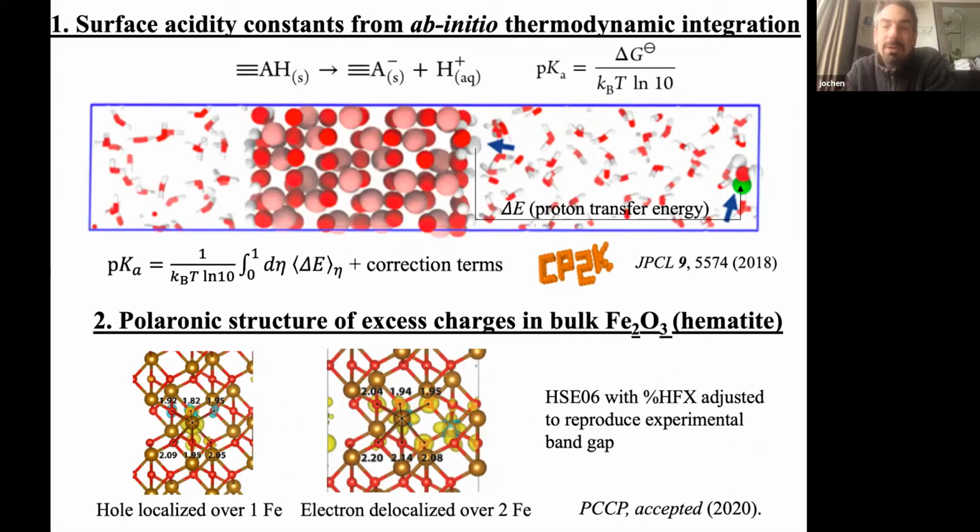Here we use ab initio molecular dynamics simulations to calculate lots of things that are important, like for instance, surface acidity constants. So what's the pK value of OH groups at these terminating surfaces? That's something people really are interested in. Or we are looking at excess polaronic charge carriers in oxide materials. We just got a paper published where we look at holes and electrons and how they localize.